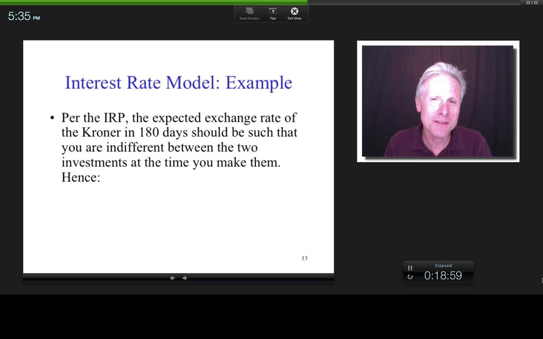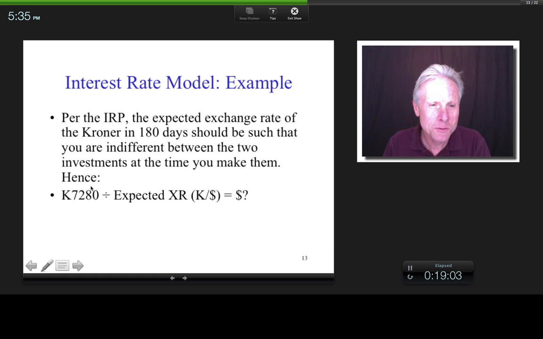So basically, the flaw is that what we needed to do was this 72.80 that we had in 180 days, we need to divide that instead of by the current exchange rate at the time we enter into this investment. Instead, we need to divide it by the expected exchange rate. And that expected exchange rate should be what? What should this number be right here?